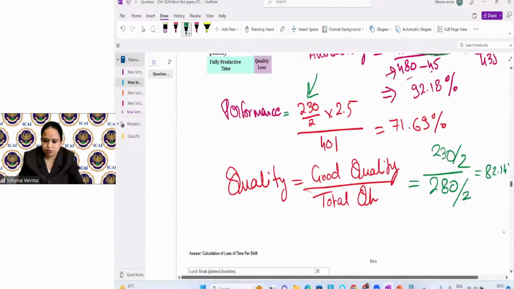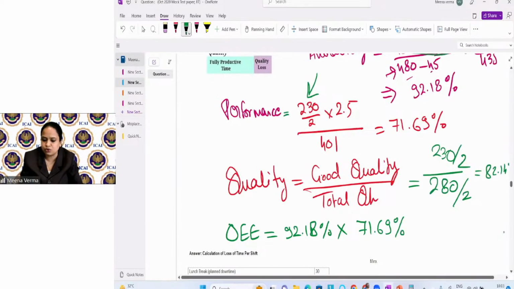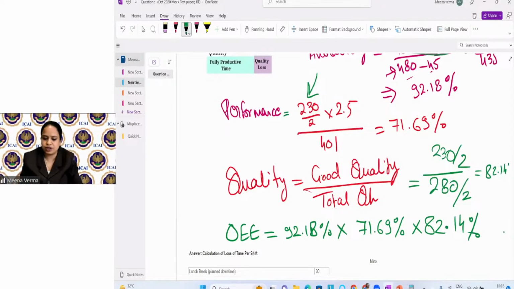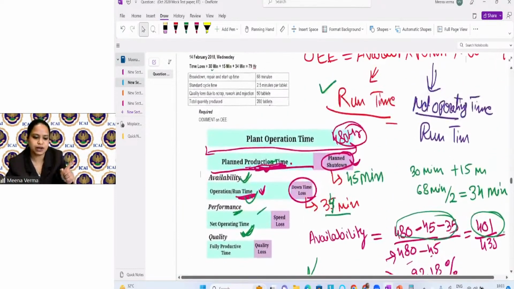Now let's calculate OEE. Availability is coming as 92.18%. Performance is coming as 71.69%. This is a good question, by the way. They have given you so many pieces of information here. Just multiply them and you will get OEE. So this is how we have to do it. Keep it in mind in this question.